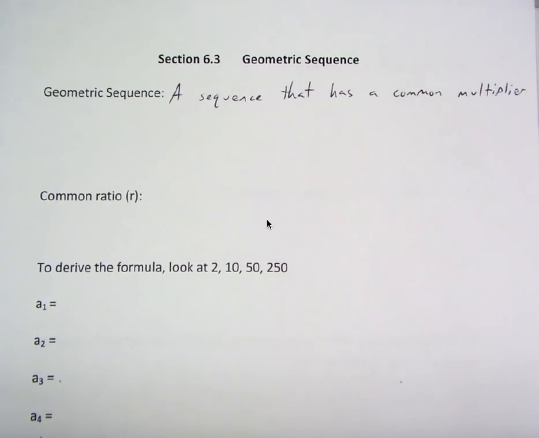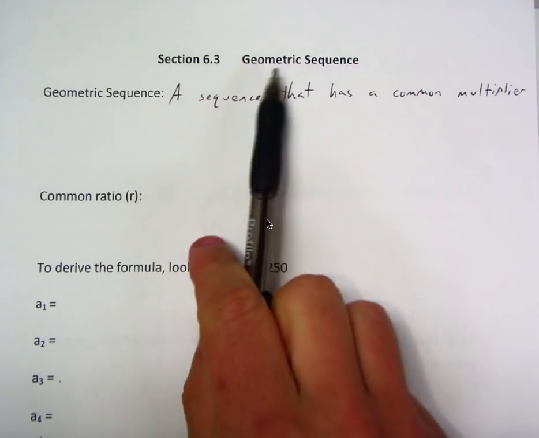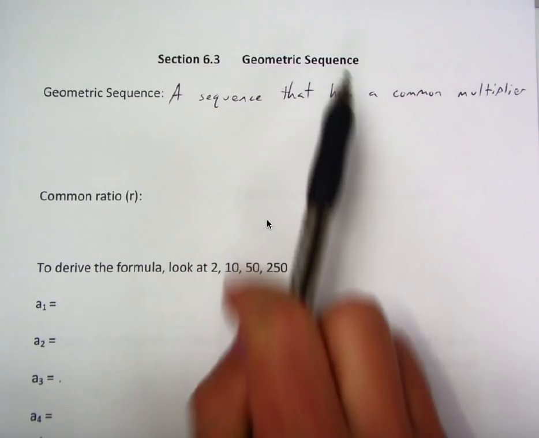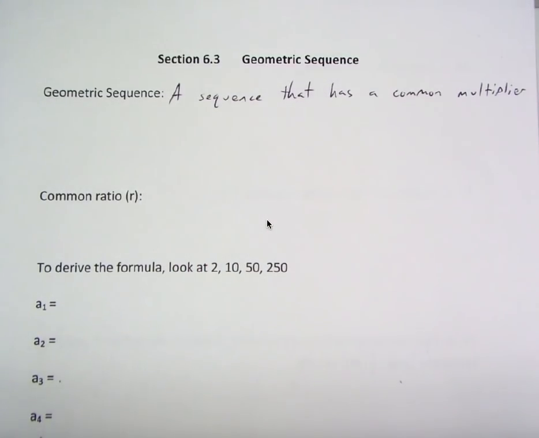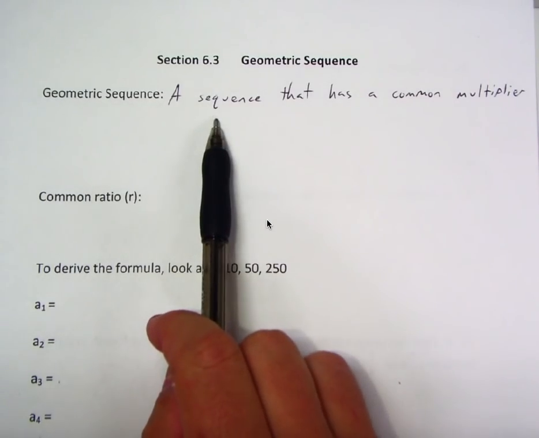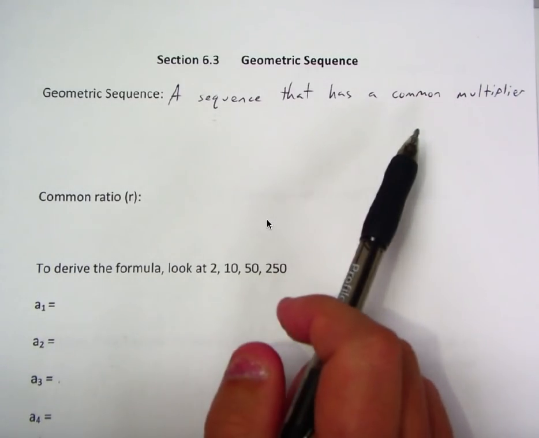Hello there. So up till now in this chapter, we have talked about arithmetic sequences and arithmetic series. And on the very first day, I also mentioned that the other type of sequence we are going to talk about is a geometric sequence, and that is the one we are talking about today. By definition, a geometric sequence is a sequence, so a pattern, that has a common multiplier.